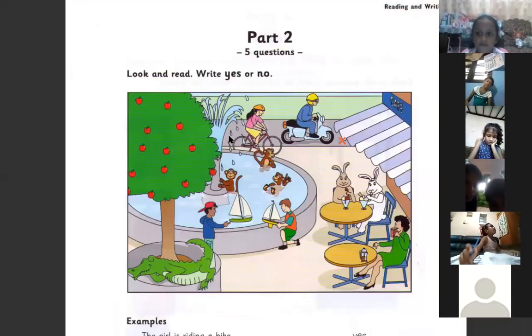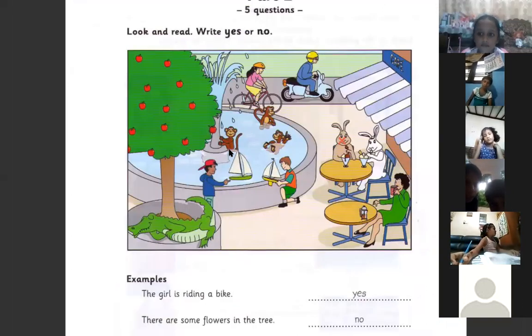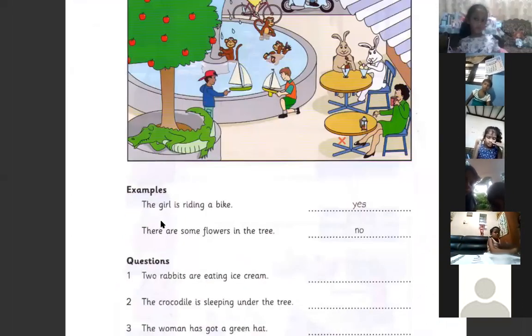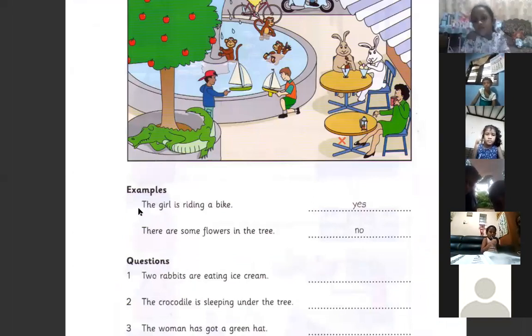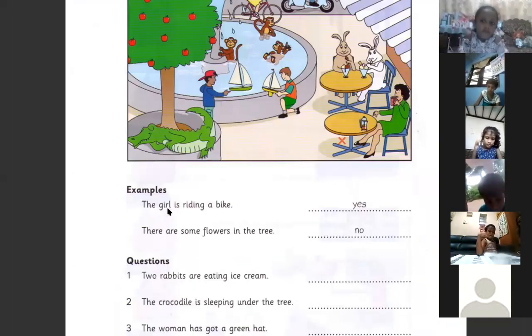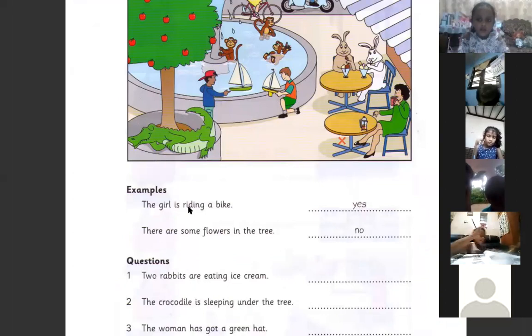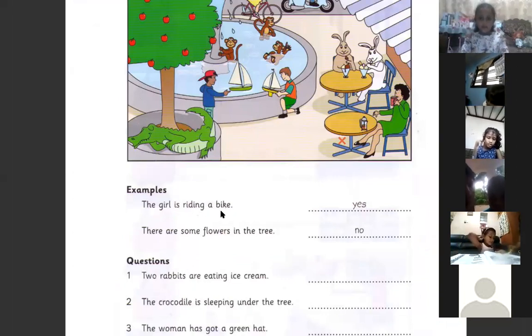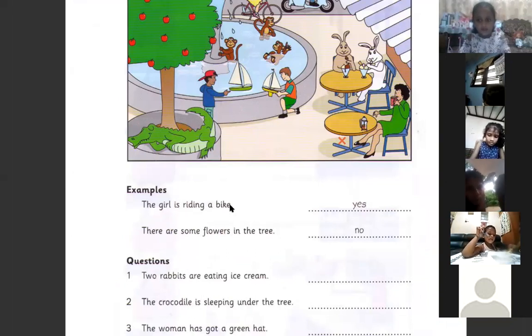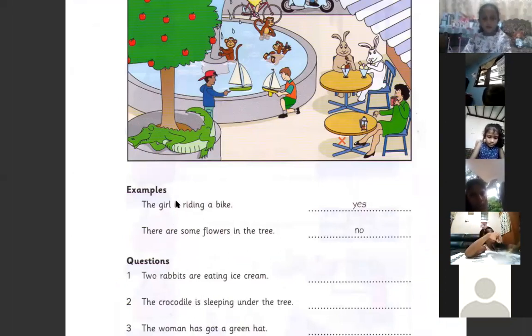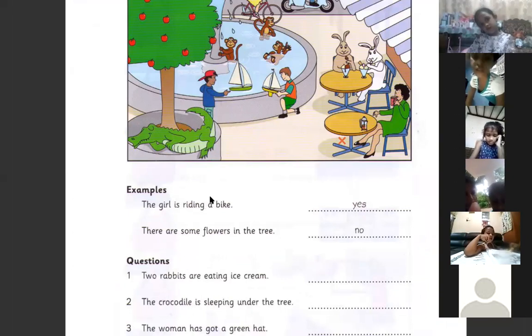Let's start this. First we will look at the examples. Read with me. The girl is riding a bike.